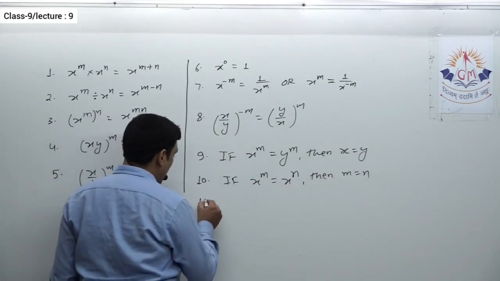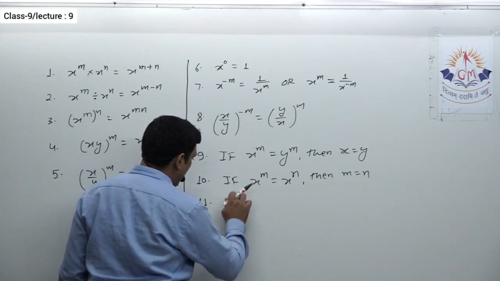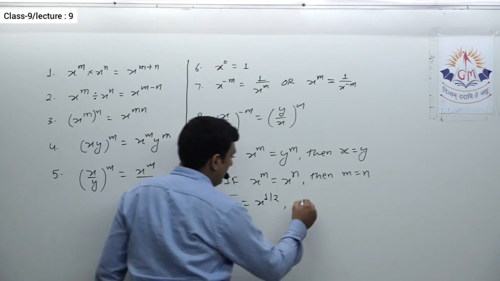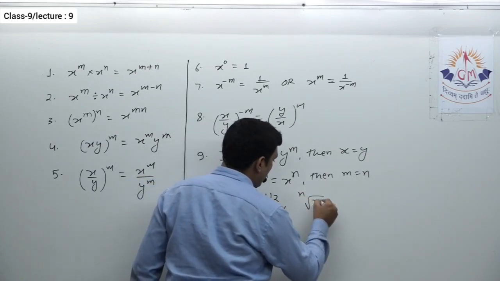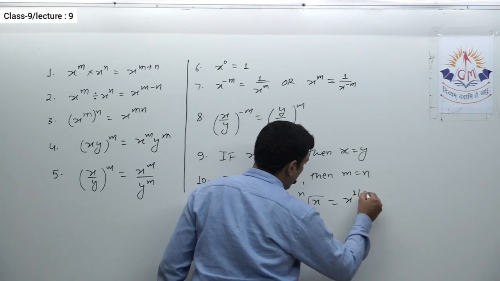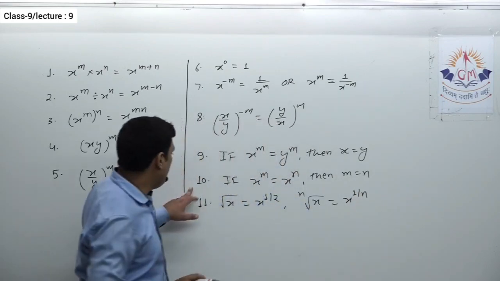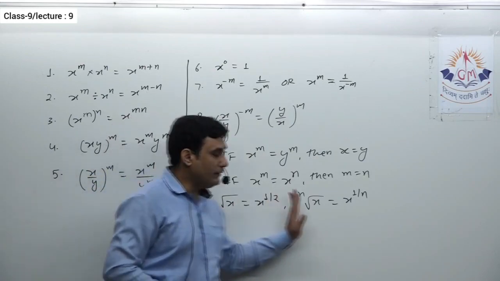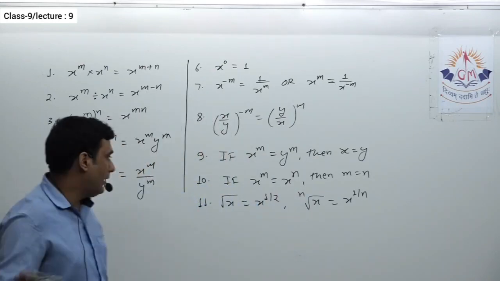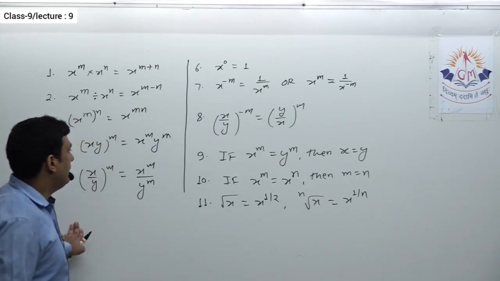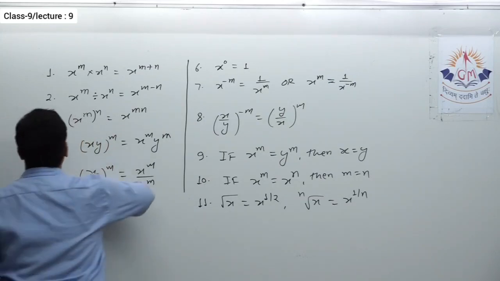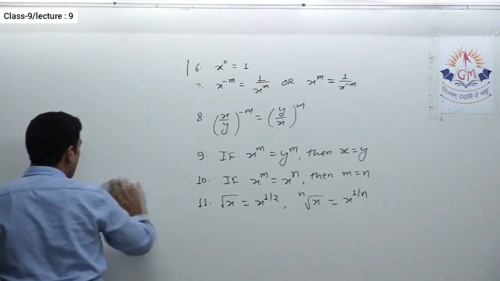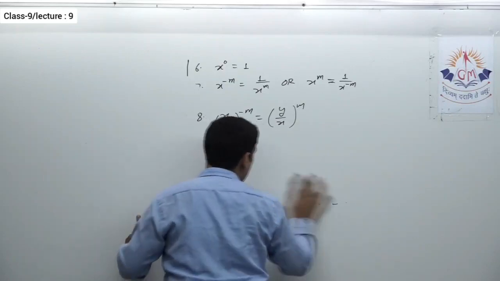Then, this root x, I gave you that root x is equal to x raised to 1 by 2. Then this was the nth root of x, that is x raised to 1 upon n. Okay, till then we discuss the questions up to the 10th. When we come to this, then we'll discuss these ones again. So I hope this is clear to you, and now we'll see some questions for further practice on these laws.